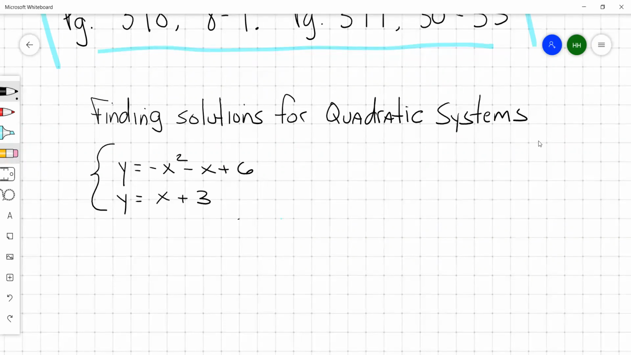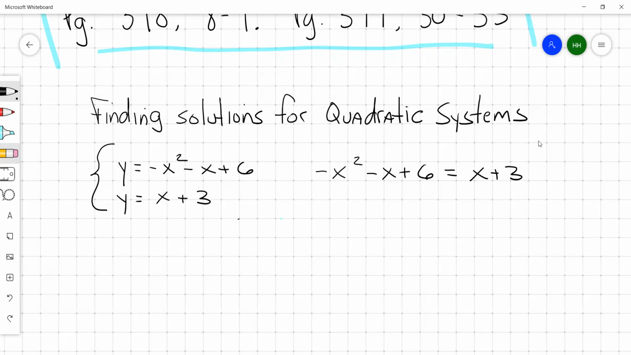So if these two equations are equal to y, then they are equal to each other. So you set them equal to each other. You take your negative x squared minus x plus 6, and you make it equal to x plus 3. First step.